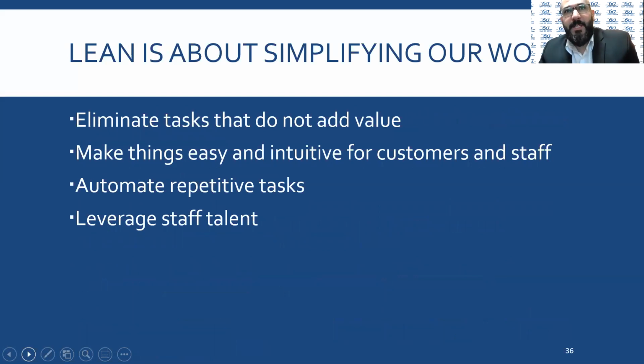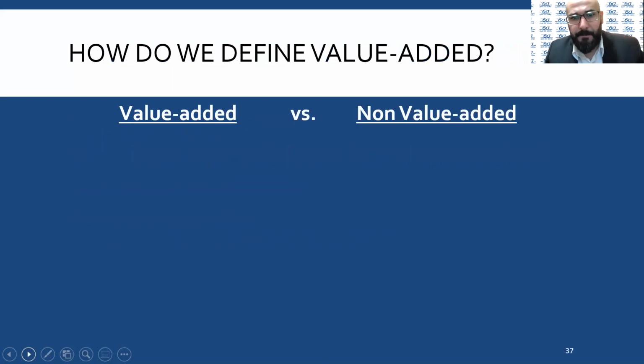Lean is about simplification. The more simple your process, the more lean you are. So we need to eliminate tasks that don't add any value. We have to add value and remove the non-value added activities. Make things easy. Automate repetitive tasks. If there's something that you have to repeat again, have that process automated. Leverage staff talent. Improve the utilization of your resources.